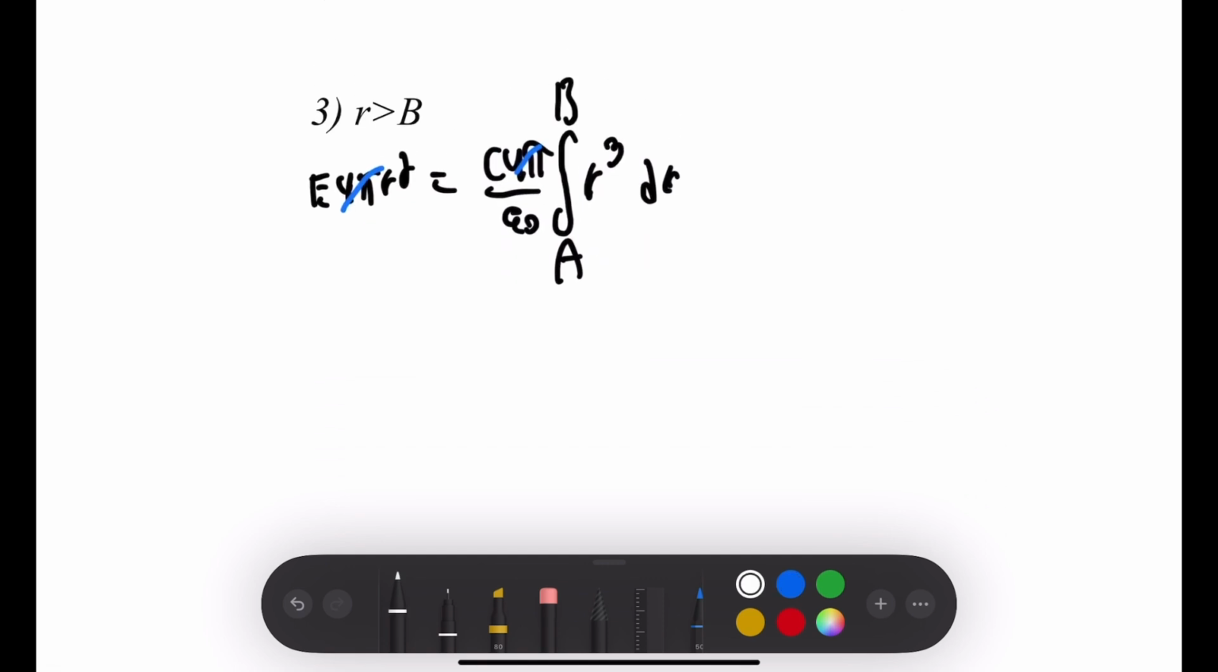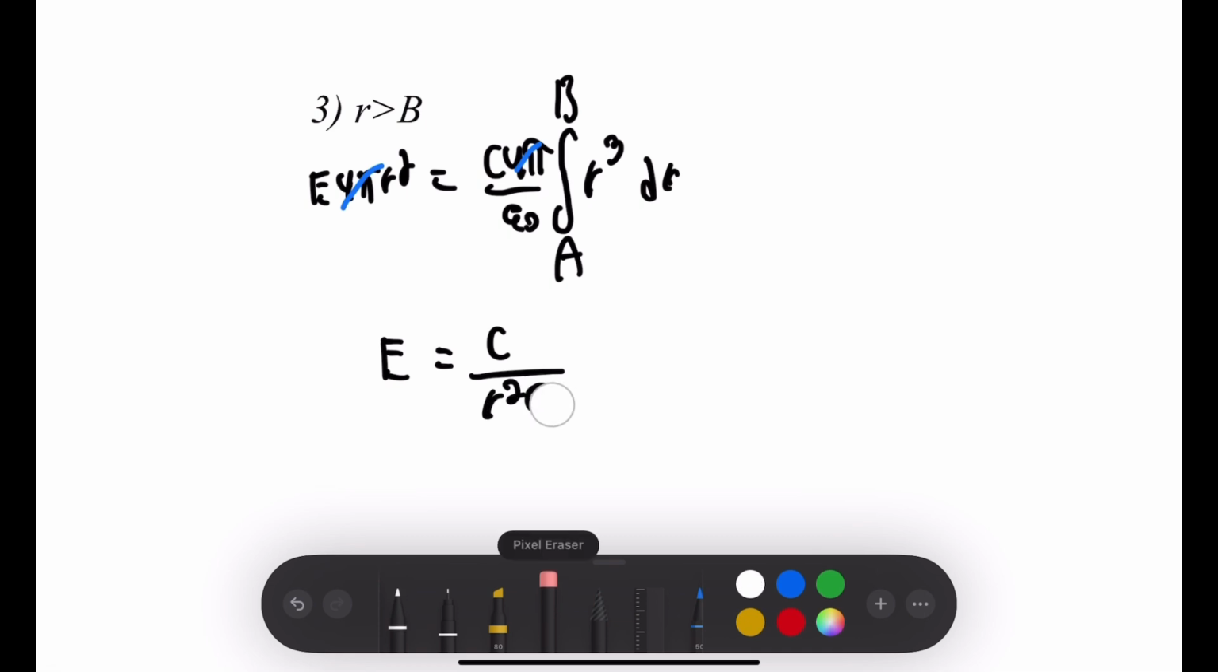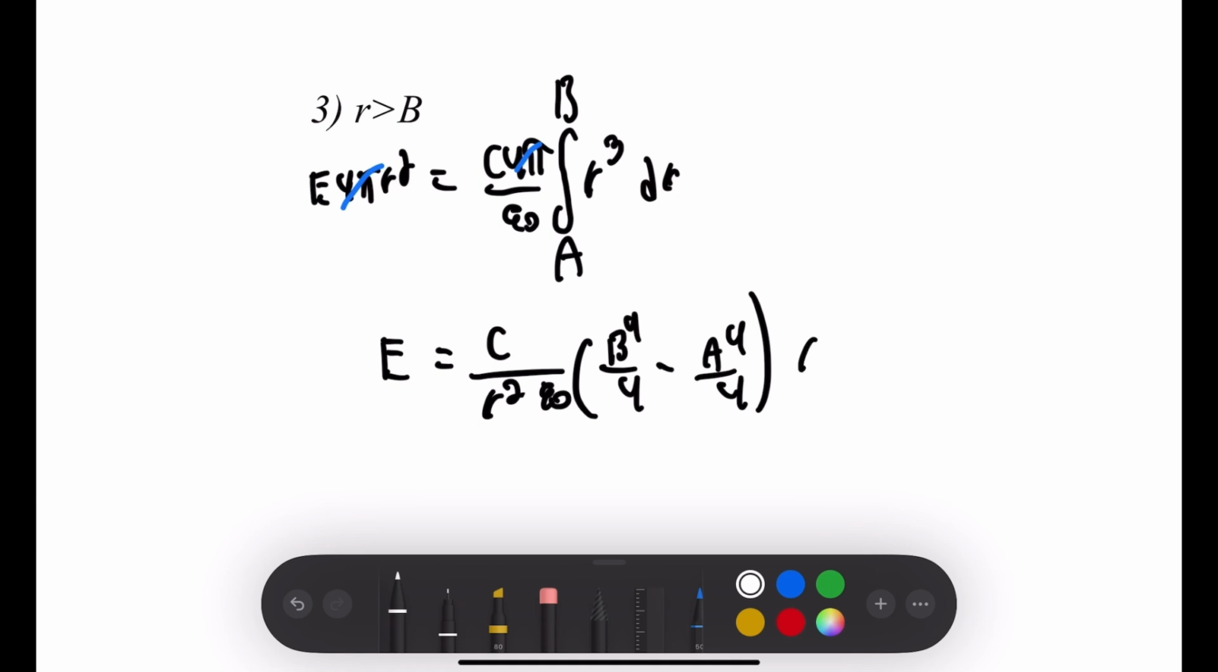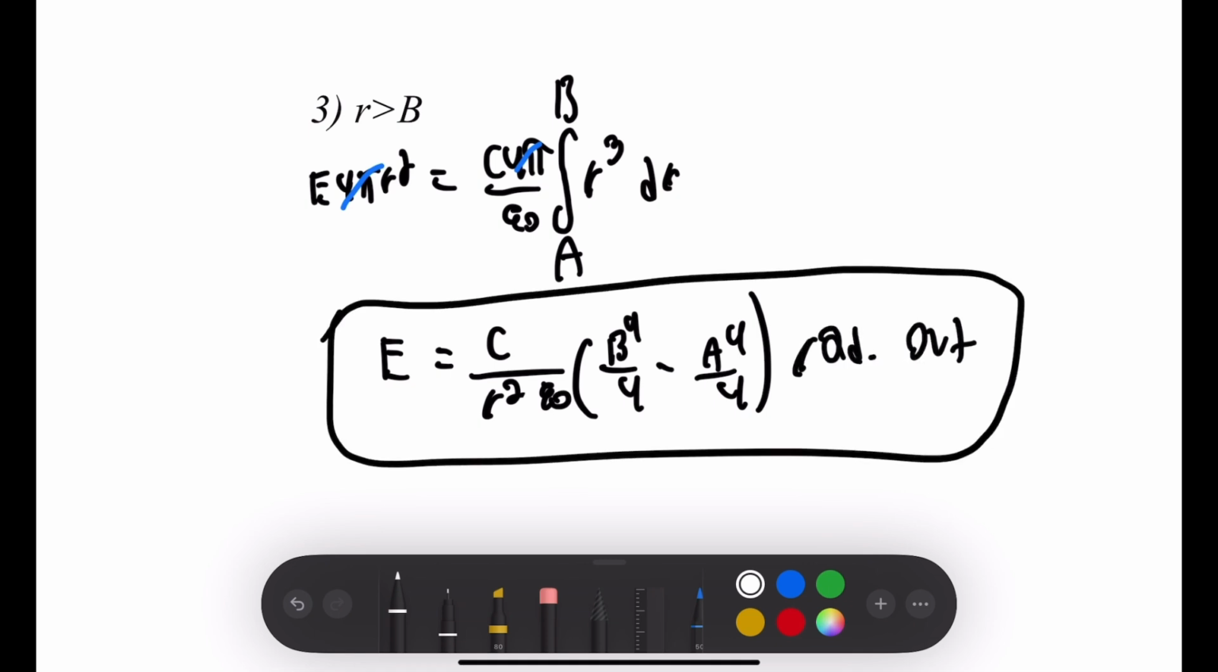So again, the pi's cancel, and I get that the electric field is equal to C over r squared epsilon naught. Remember we said this integral is r to the 4th over 4. I plug in my bounds, so I get b to the 4th over 4 minus a to the 4th over 4. This would be radially out. This will be the answer.